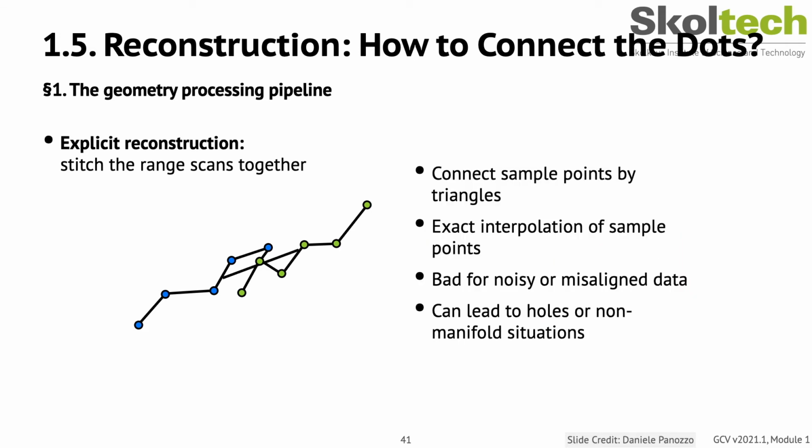To do this, we connect points by triangles, and this ensures that we exactly interpolate every single point, but can be bad for noisy or misaligned data and also needs to fill in holes or non-manifold structures in the mesh, generally meaning a poor or unusable mesh, or requiring, for example, a mesh repair.